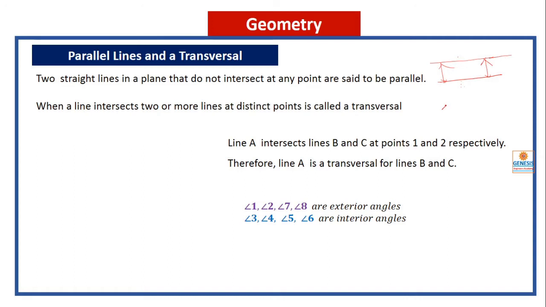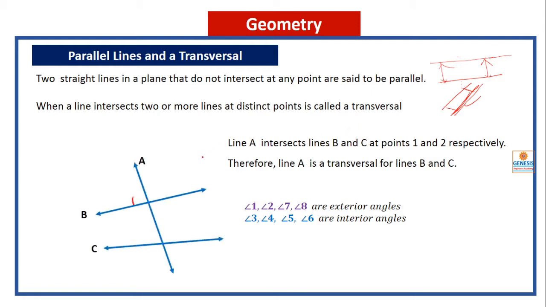And they are not going to intersect. So these are also parallel lines. Important point: if the distance is the same here, we can also call them parallel lines. Okay. So now what is a transverse line? If a line A passes through these two lines, then we call it a transverse line.